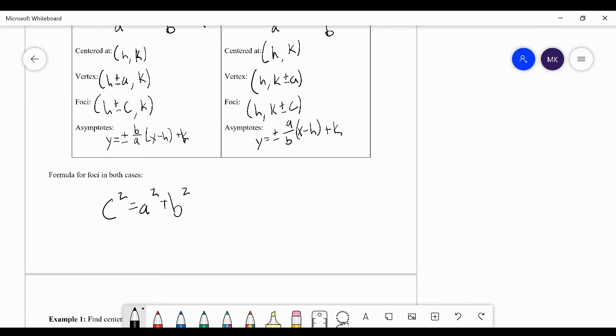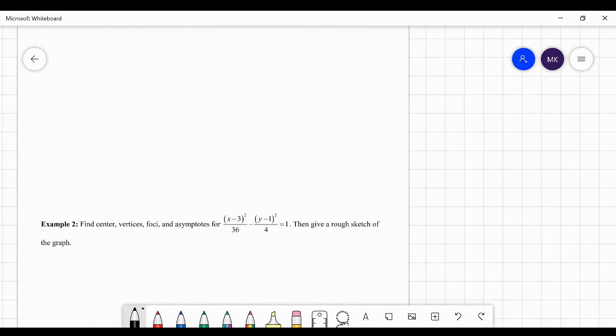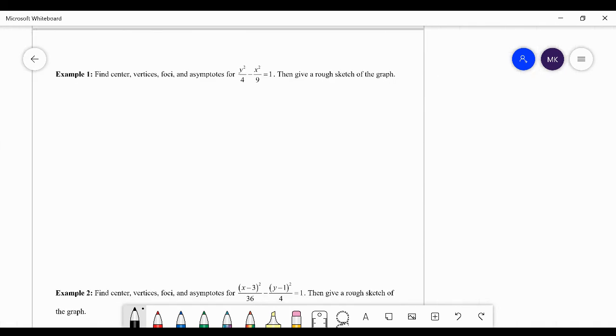So now we've talked about how we can identify these points based on the equation itself or the graph. So let's do some stuff. I want to find the center, vertices, foci, and asymptotes of this equation, and then I want to give a rough sketch of this. So first thing I notice when I'm looking at this is it's going to be centered at 0, 0. And the reason I know that is because the x and y terms are just by themselves, y squared, x squared, really easy. Okay, so center is going to be 0, 0.